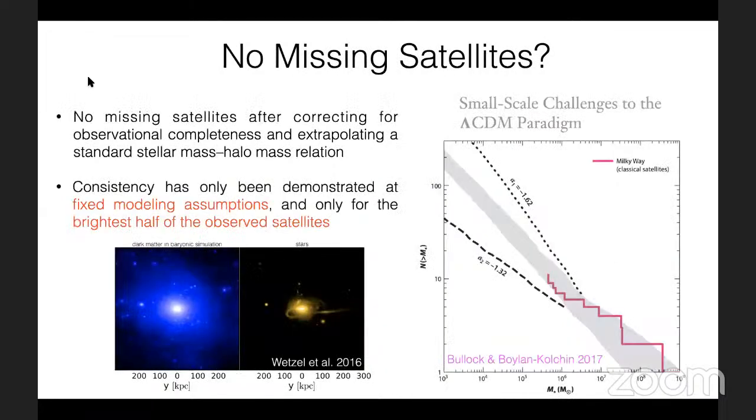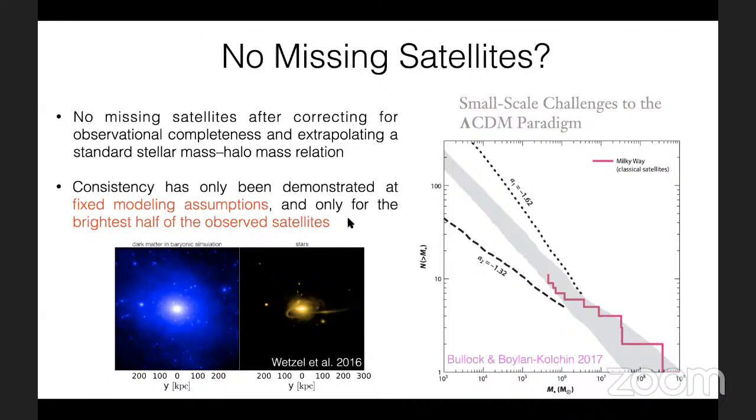Okay, so as I said, the recent literature largely agrees that if you account for these observational completeness corrections, and if you extrapolate stellar mass-halo mass relations in some reasonable way, then your predictions from just a cold dark matter model are consistent with the number of observed satellite galaxies. But there's a big caveat in most of those claims, because most of them have only been demonstrated at fixed modeling assumptions. Say, at a fixed extrapolation of the stellar mass-halo mass relation, or in the context of hydrodynamic simulations, at fixed assumptions about the subgrid physics that governs star formation and supernova feedback and so on. An example of a hydro simulation is shown at the bottom here. And moreover, this consistency has only been demonstrated for the brightest half, roughly, of the observed satellite population, so usually just using the classical and Sloan satellites.